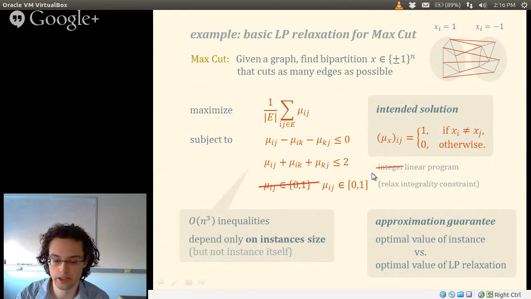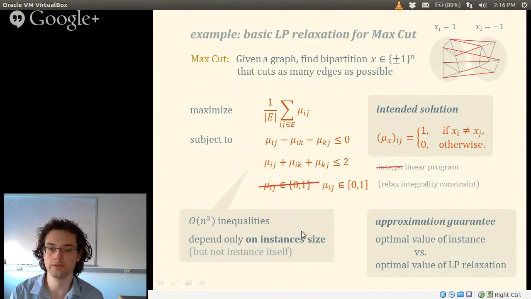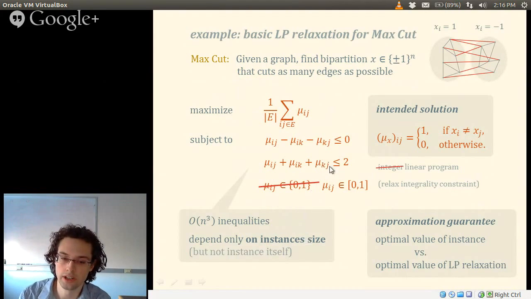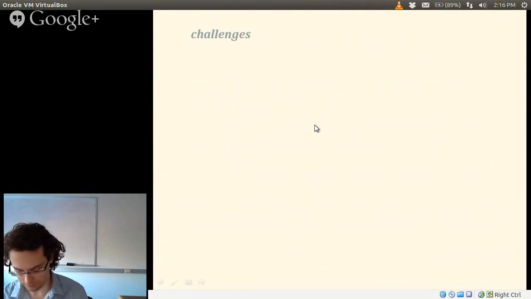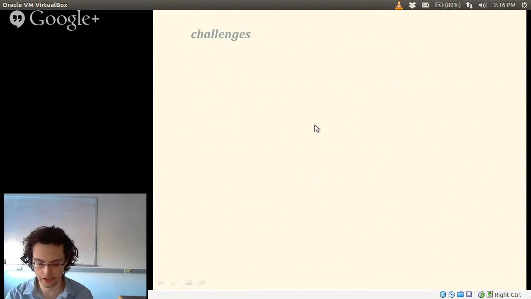Another remark here is, as I said, the size of this program is small. There are only n cubed inequalities. And another interesting thing about it is that the constraints do not depend on the instance itself. So the constraints only depend on the number of vertices that you have. The only place where the instance appears is in the objective function. And this makes sense because in max cut, the solution space does not depend on the instance. Okay, so these are linear program relaxations.